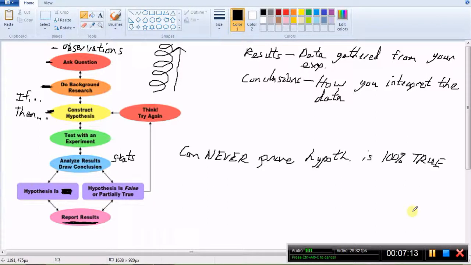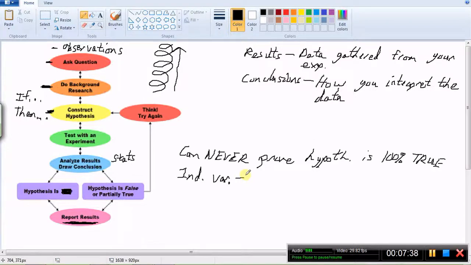Okay, so I want to go back and talk about a couple things in a little bit more detail here. Experiments. When you're doing an experiment, you're working with variables. Three kinds of variables: independent, dependent, and control variables. So let's do independent variable. It's the variable that you control.